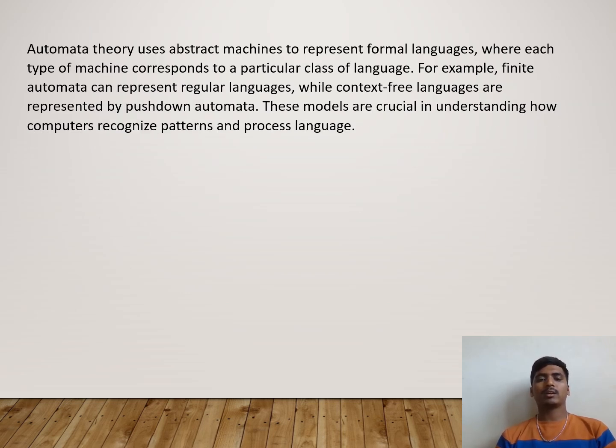Automata theory uses abstract machines to represent formal languages, where each type of machine corresponds to a particular class of language. For example, finite automata can represent regular languages, while context-free languages are represented by pushdown automata. These models are crucial in understanding how computers recognize patterns and process language.